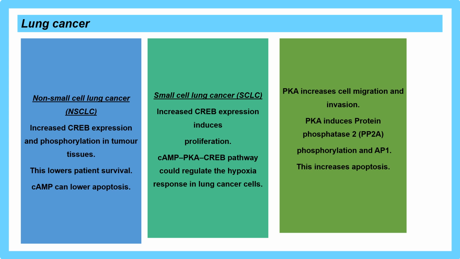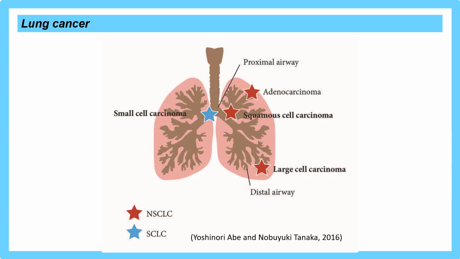PKA increases cell migration and invasion. PKA induces protein phosphatase 2 phosphorylation and AP1, so this is what increases apoptosis. So over here, there's a variety of different types of lung cancer. So that depends on the position. So you've got the small cell carcinoma over here, and then you've also got the large cell carcinoma over there. So I don't want to go too much in depth because this requires another lecture itself.